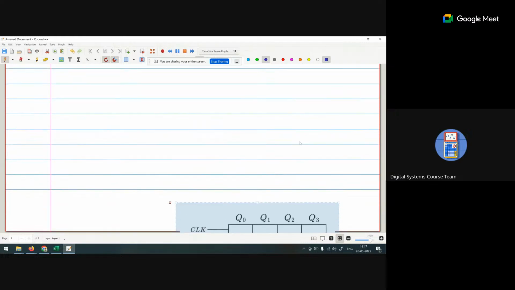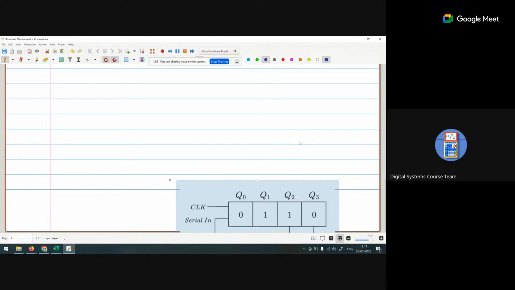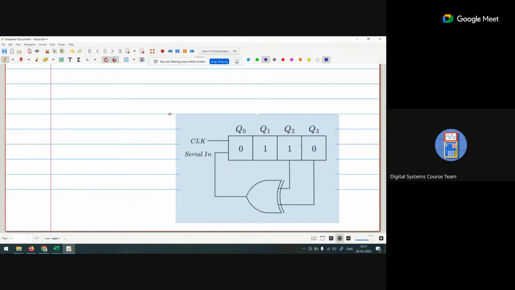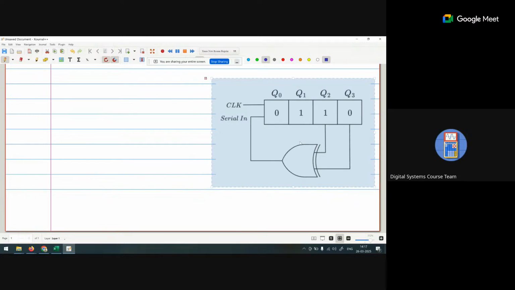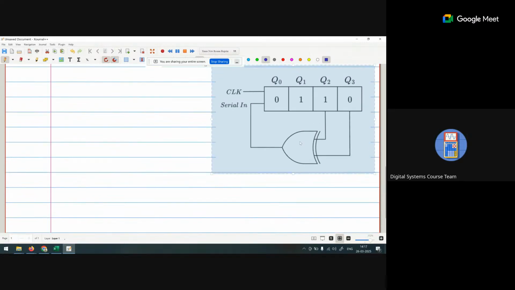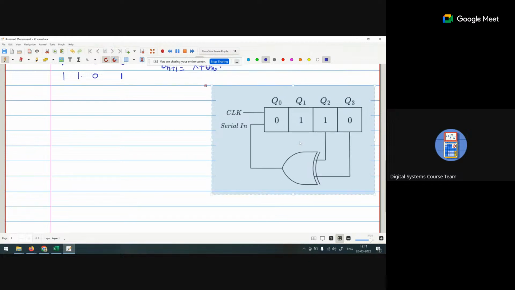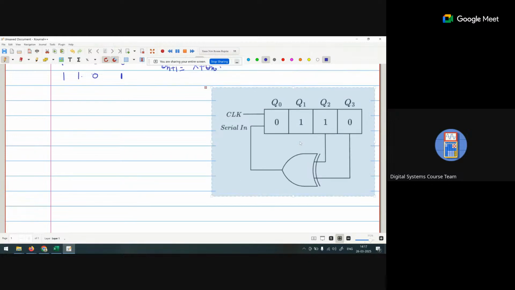This is an important question. This will be asked in lots of actual competitive exams. This type of question will be asked about the registers. So this is particularly the SIPO register.